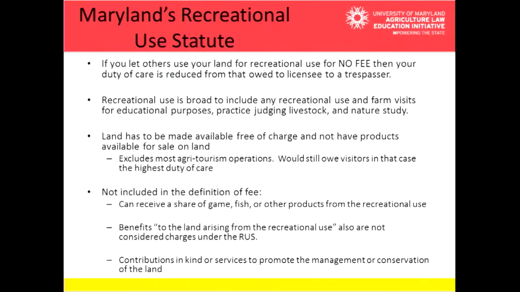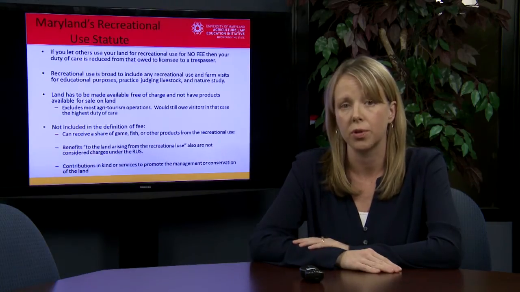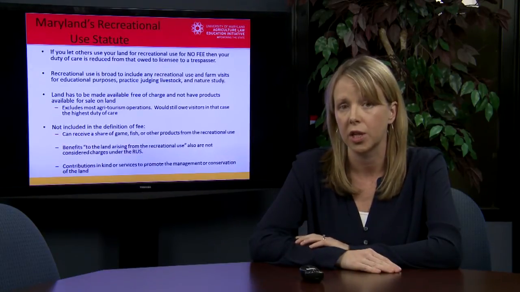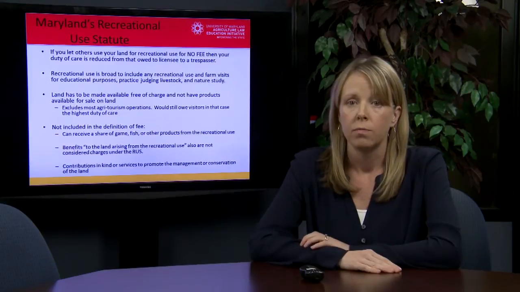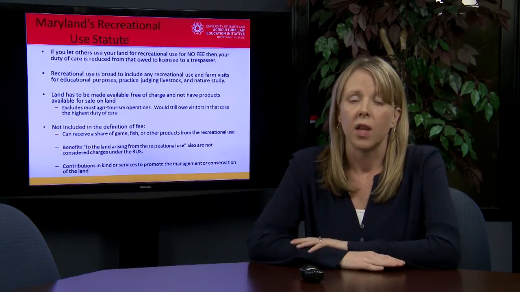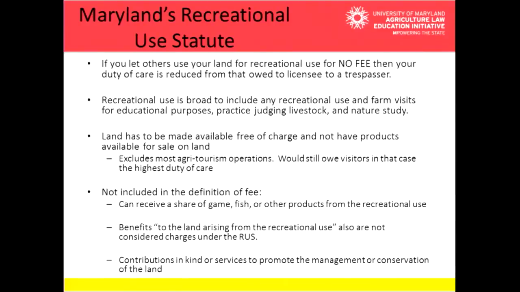One important thing to understand in the state of Maryland is our Recreational Use Statute. The Recreational Use Statute applies when you are allowing members of the public onto your property for recreational uses, and recreational uses are defined broadly as including any recreational use or farm visit for educational purposes, including judging of livestock, nature study, and similar activities. If the land is made available for these types of recreational uses for no fee, then the duty of care to the landowner is reduced from that owed to a licensee to a trespasser.